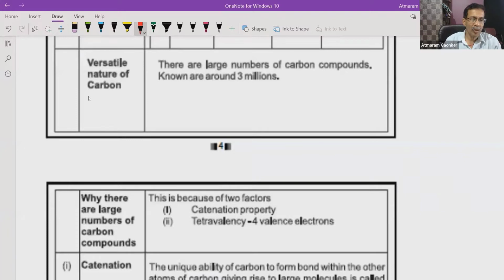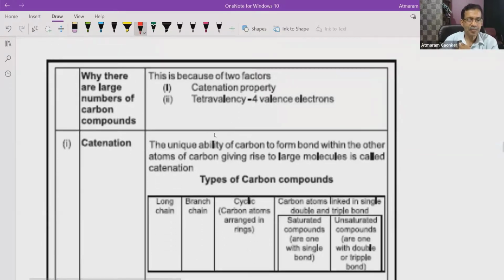Then we will see the versatile nature of carbon. Why versatile nature of carbon? For the simple reason that there are a large number of carbon compounds, and the carbon compounds known are 3 million. 3 million means 30 lakh carbon compounds are known, and many more are there which are not known, and that is why it has a versatile nature, because carbon compounds are large in number.